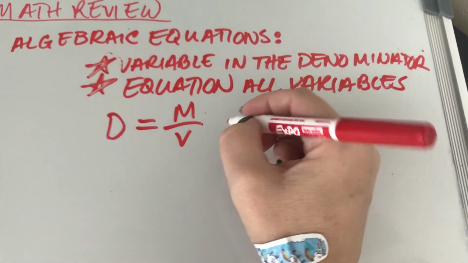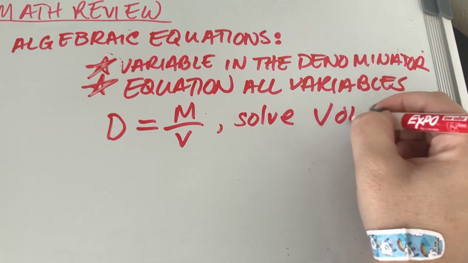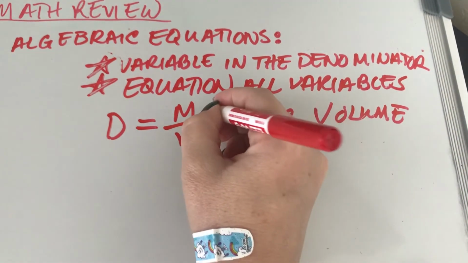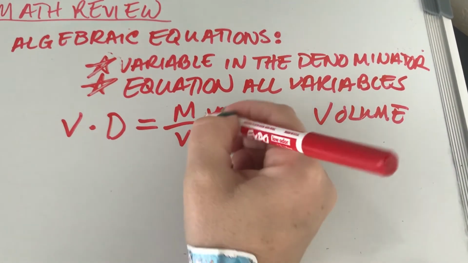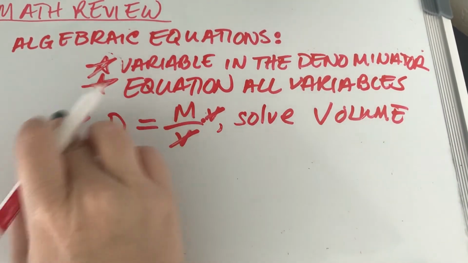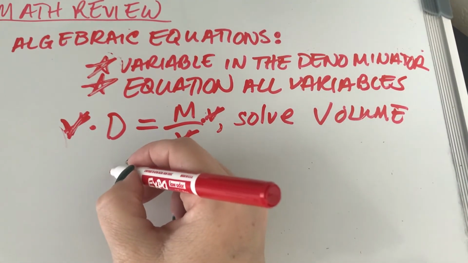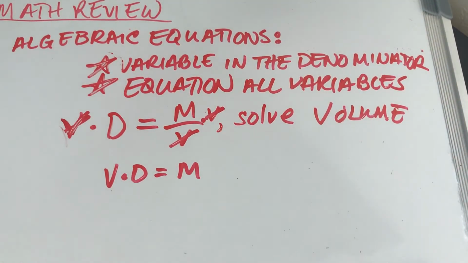So let's say we were asked to solve for volume, right? Solve for V. You multiply V on both sides. That's exactly right. So you would want to multiply V here to cancel it out, and also multiply V over here, right? So what that reduces to is volume times density is equal to mass, right?